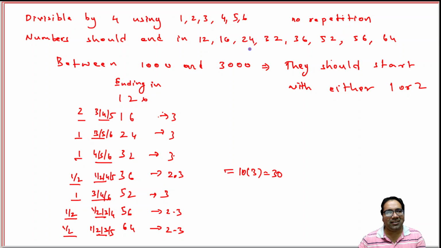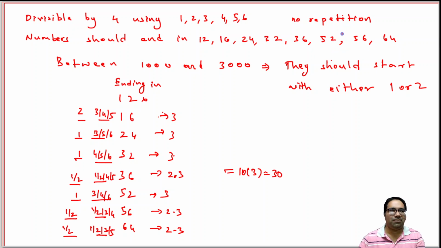12, 16, and then 24. There is no 20 because we cannot use 0. Similarly, 28 we cannot use because 8 is not there. We have to form numbers only using these 6 numbers. 32, 36, and again 40, 44, 48 is not there because we cannot use 8. Then 52, 56, 60 we cannot use because 0 is not there, and 64. So the numbers have to end using 12, 16, 24, 32, 36, 52, 56, and 64 only.